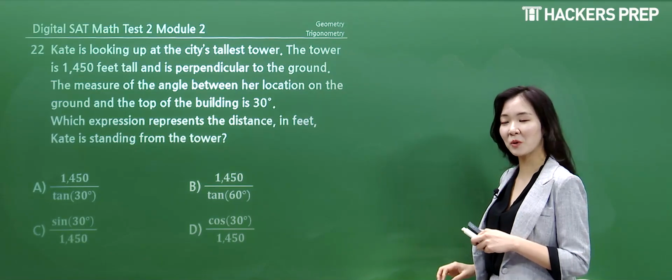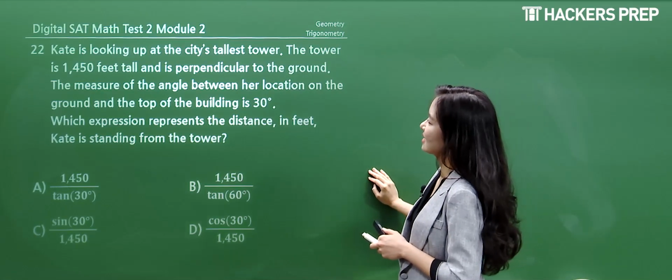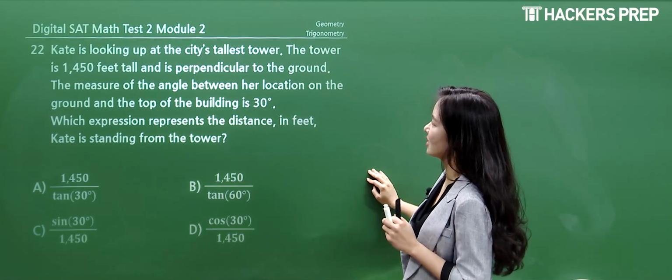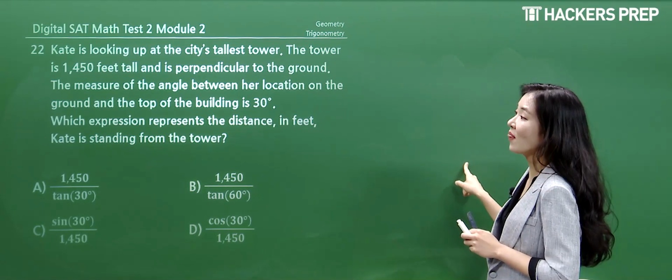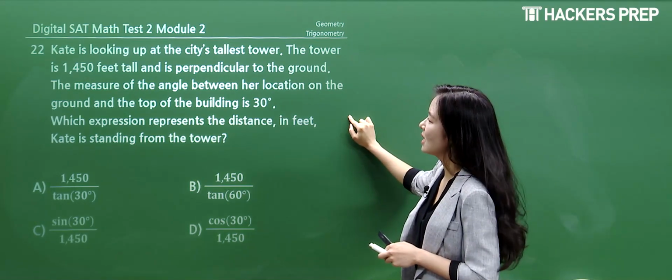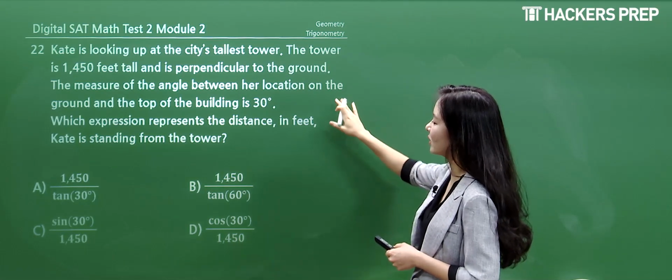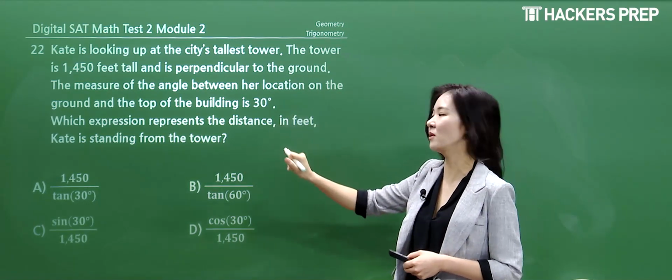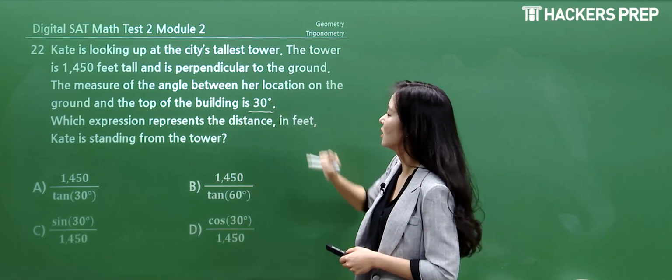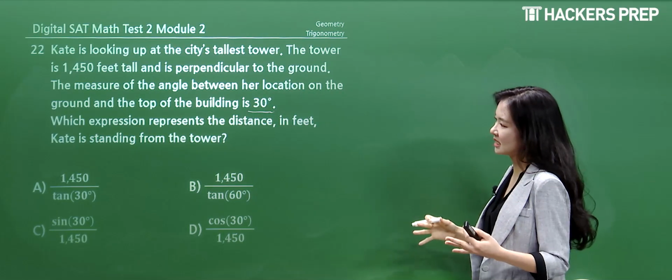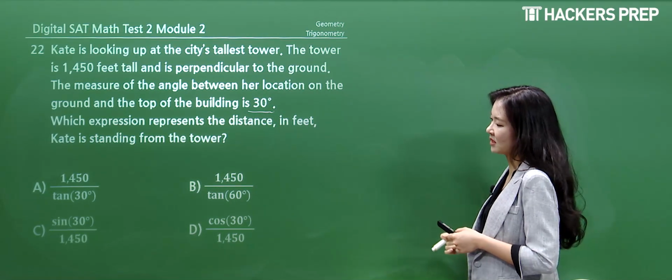Alrighty, on to our last question. 22 says, Kate is looking up at the city's tallest tower, and the tower is 1,450 feet tall and is perpendicular to the ground. The measure of the angle between her location on the ground and the top of the building is 30 degrees. Which expression represents the distance in feet Kate is sitting from the tower?